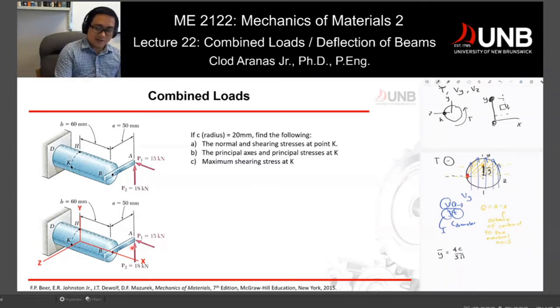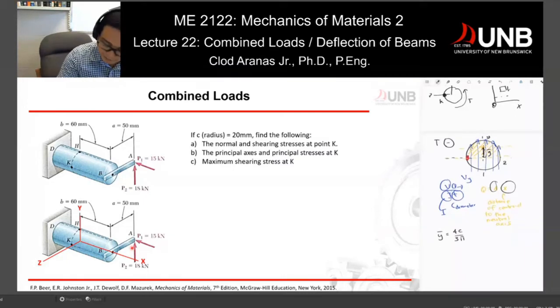So now it's just the area of the half of the circle times your x. If we're going to calculate this one, but this is not the tricky part. The tricky part is, but anyway, let's calculate Q first so as not to confuse you. So first thing is, your area is equal to 1/2 of pi r square, and that's the area, and then your distance to your centroid is y prime.